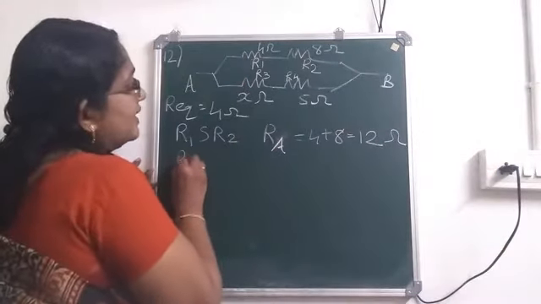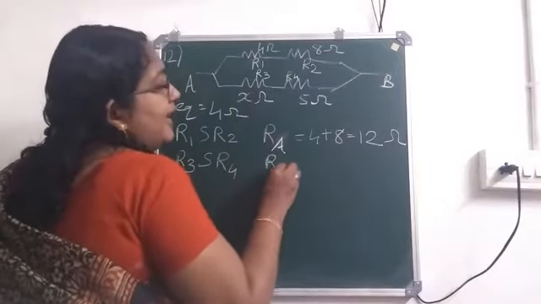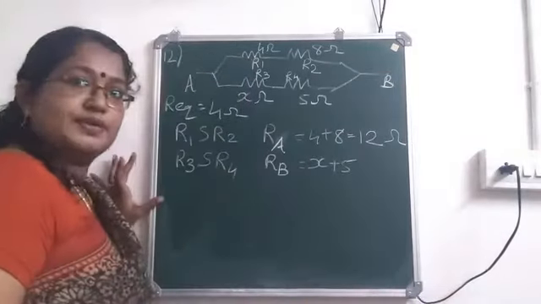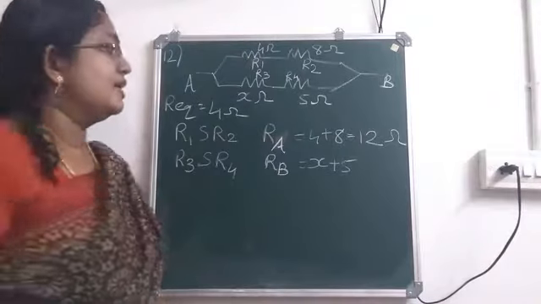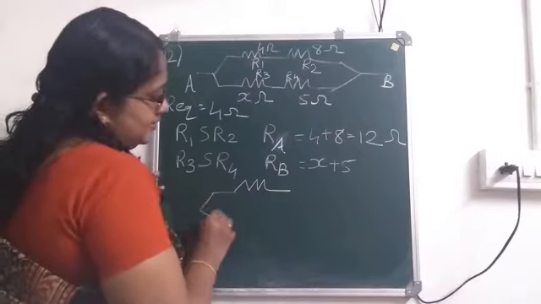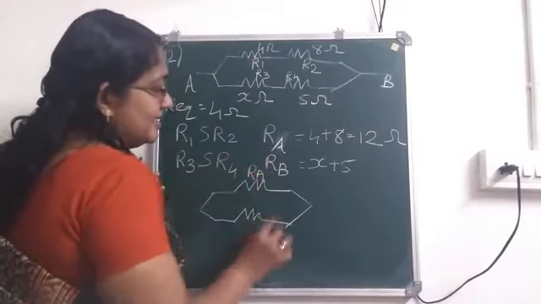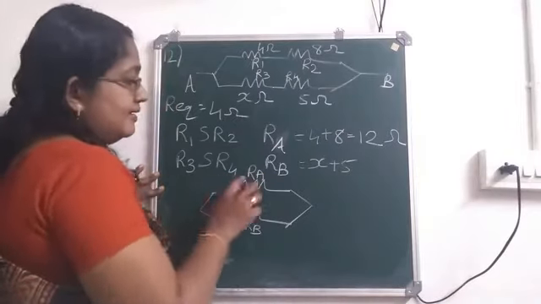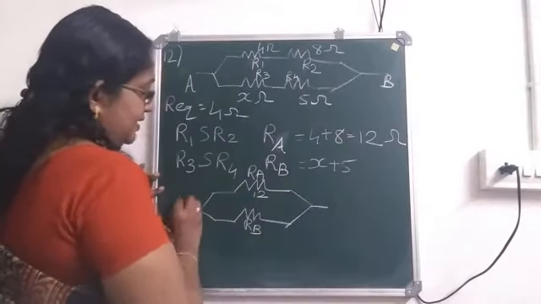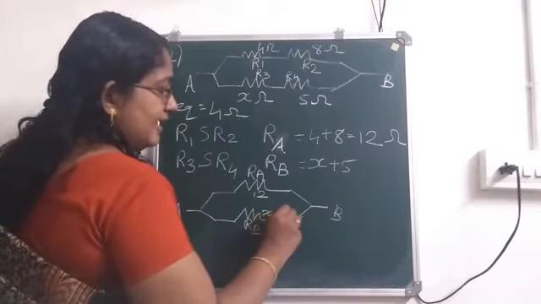Now similarly R3 is in series with R4. So let it be RB. RB is equal to X plus 5, since it is series. Now what will be the shape of the circuit? This is RA. This is RB. For RA, what is the value? 12 ohm. Between A and B, the 12 ohm, and this is X plus 5.